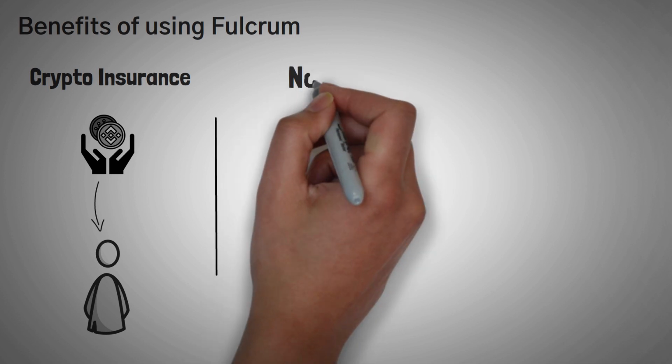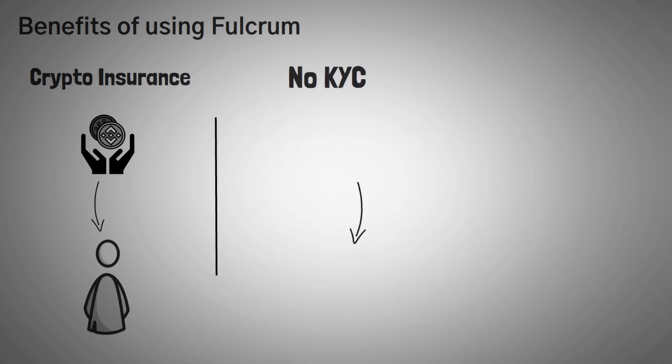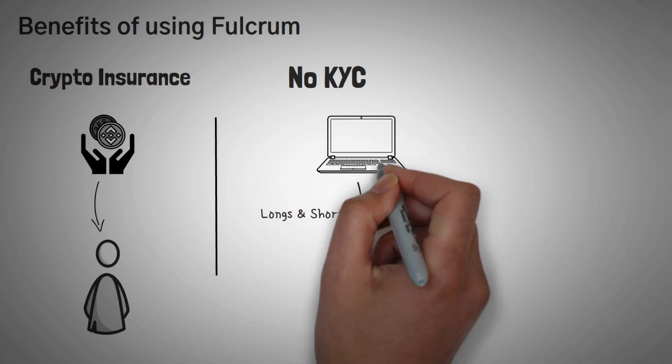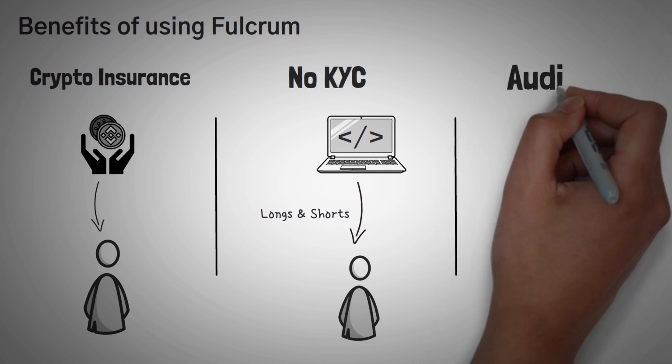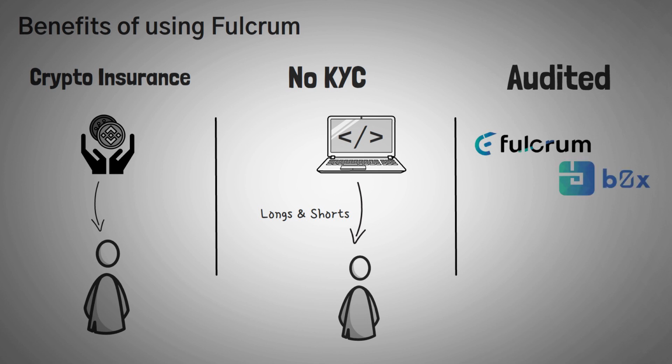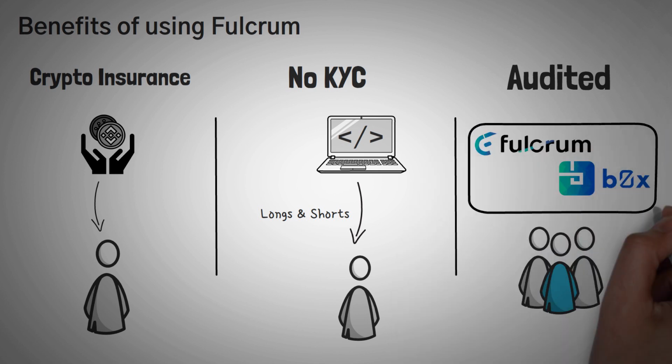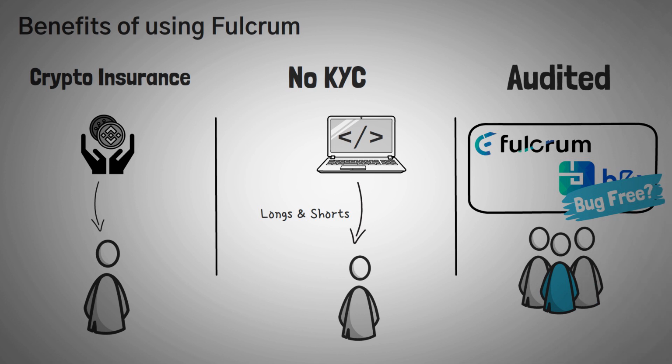Number two, there is no KYC. Buying longs and shorts on the traditional market is a crazy process due to regulations and taxes, and I'm not even sure if you can buy crypto margin calls in traditional finance, but being able to perform these trades without KYC is very nice. Lastly, number three, they have been audited. Fulcrum and bZx have been audited by professional companies, so there are no obvious holes in the code or issues with mass scale adoption. For me, being audited is just a form of trust.